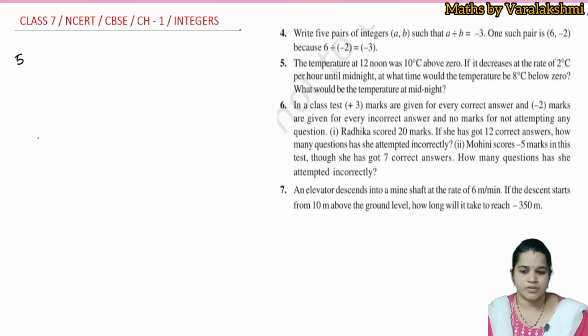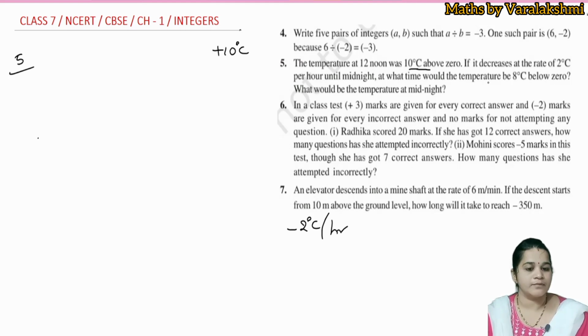Next, the fifth question is, the temperature at 12 noon was 10 degrees centigrade above 0. Above 0 is nothing but plus 10 degrees centigrade, because after 0 we'll have all positive numbers only. If it decreases at the rate of 2 degrees centigrade per hour until midnight, midnight means up to 12 a.m.